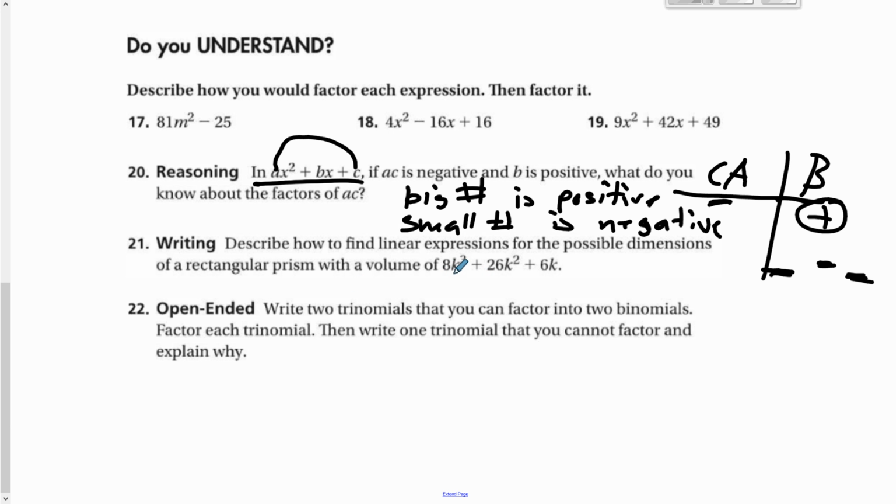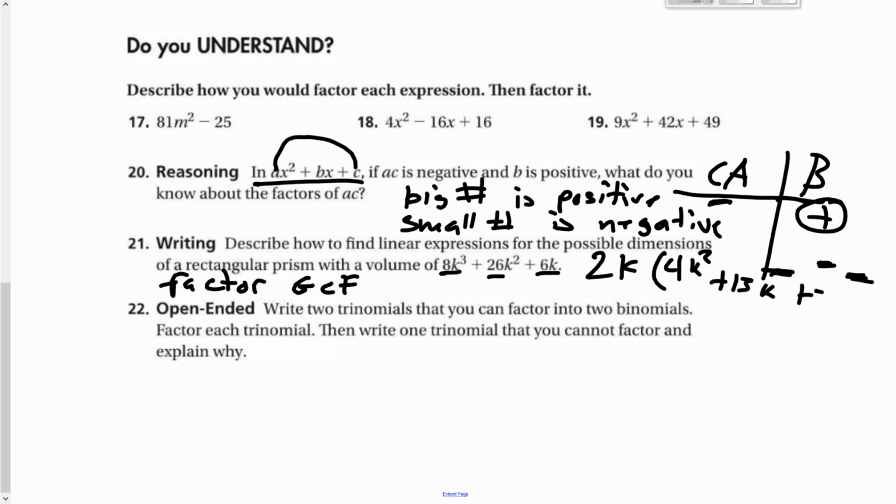First things first, what do we do? What do we always do? Okay, so what do we always do first? Okay, pause the video. Okay, I'm going to answer. We factor the GCF, right? Then once we factor that GCF, that'd be 2k times 4k squared plus 13k plus 3.